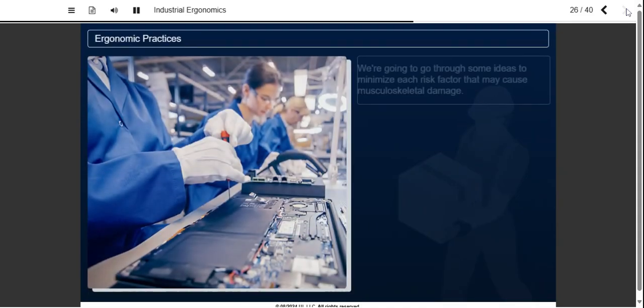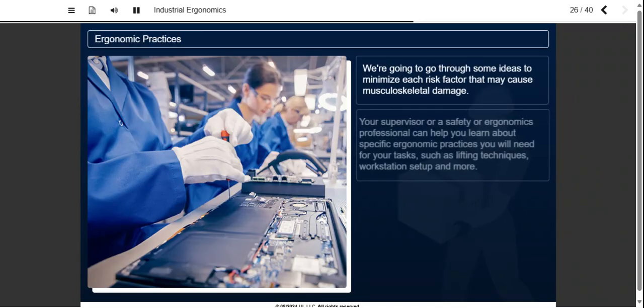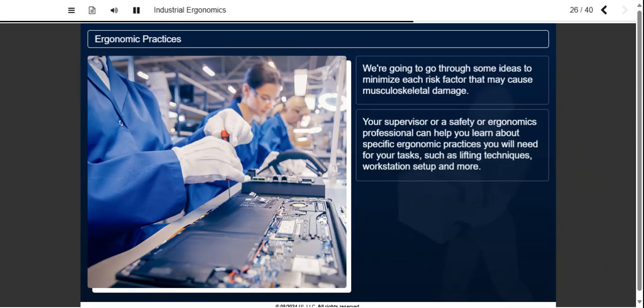In addition to preparing for work, there are things you can do during work to reduce ergonomic stress and the likelihood of musculoskeletal damage. We're going to go through some ideas to minimize each risk factor. This is not a comprehensive list. Your supervisor or a safety or ergonomics professional can help you learn about specific ergonomic practices you will need for your tasks, such as lifting techniques, workstation setup, and more.